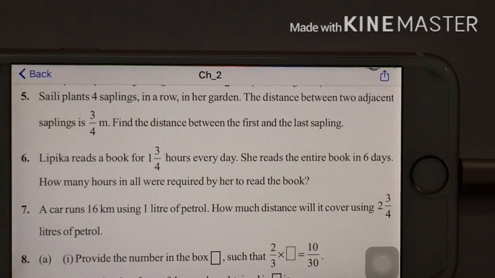Now saplings are baby plants. So Sally has planted 4 baby plants in a row. In a row means in a single line in her garden. The distance between 2 saplings is 3 by 4 meters. You have to find out the distance between the first and the last sapling. Let us represent this with the help of a picture.